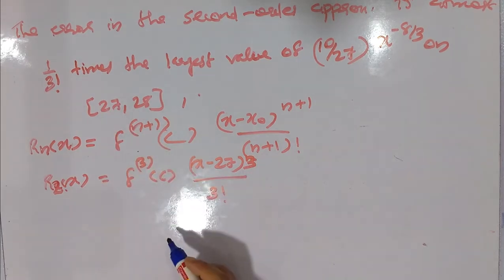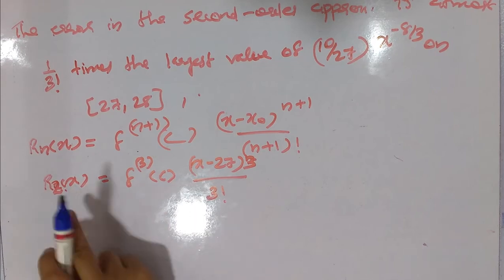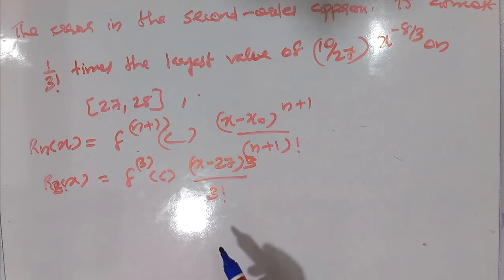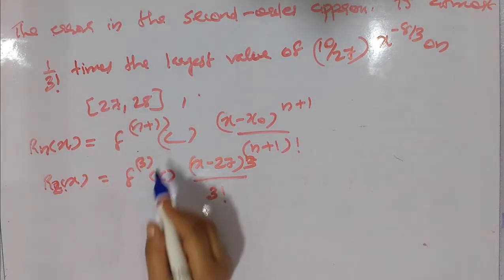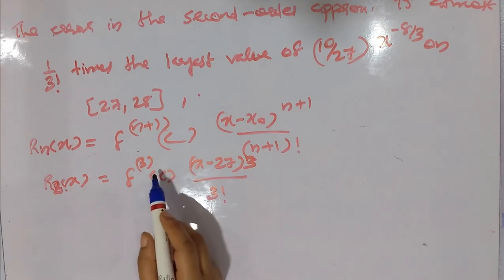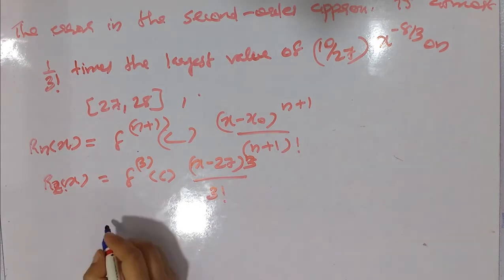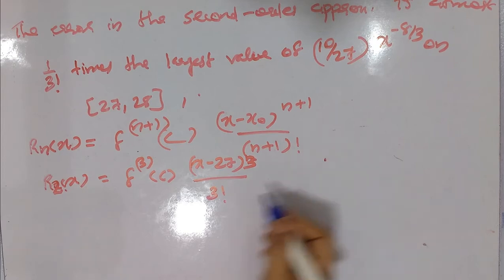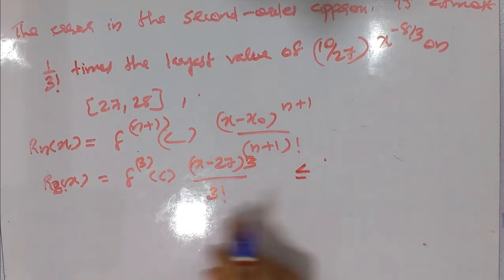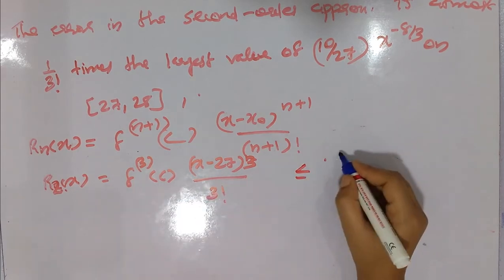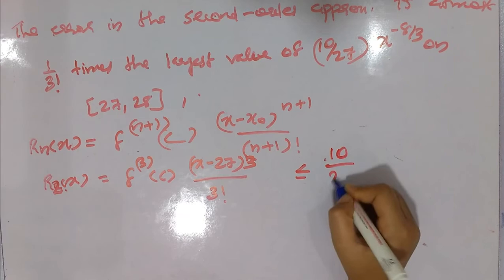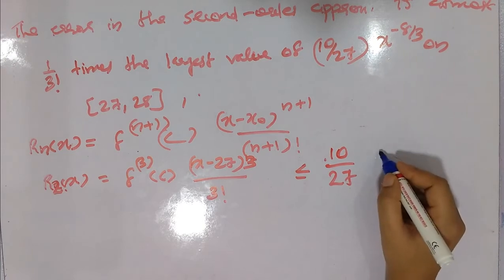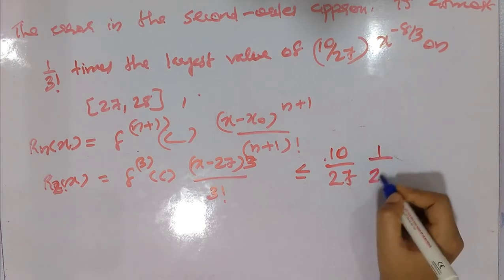27 to 28 is the interval. In that interval, c is chosen, then the upper bound is R2. Then the largest value is 27. F triple dash of 27 is 3, which is less than or equal to the largest value. The largest value is 10 by 27 into 27 raised to minus 8 by 3. That is 1 by 27.